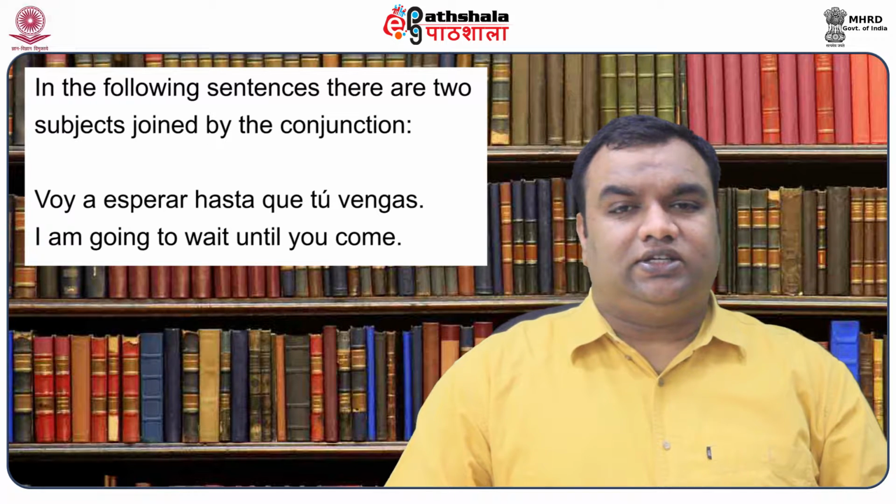In the following sentences, there are two subjects joined by the conjunction. Voy a esperar hasta que tú vengas. I repeat, voy a esperar hasta que tú vengas. In English, the translation is, I am going to wait until you come. As you can see, the subject for the verb in the main clause voy is yo, and in the dependent clause it is tú.